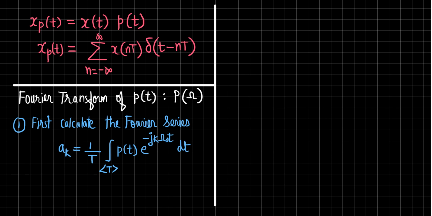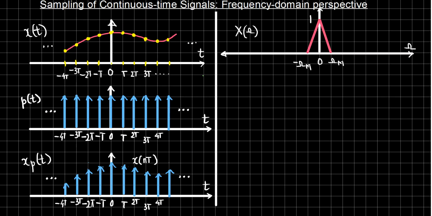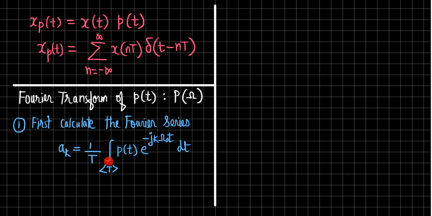Now you can see that this P of t over a period is nothing but an impulse. Let that period be, say, from minus T by 2 to T by 2. We are going to have only one impulse in one period. From 0 to just before T, there is only one impulse present. So within one period capital T, this P of t is going to be an impulse.